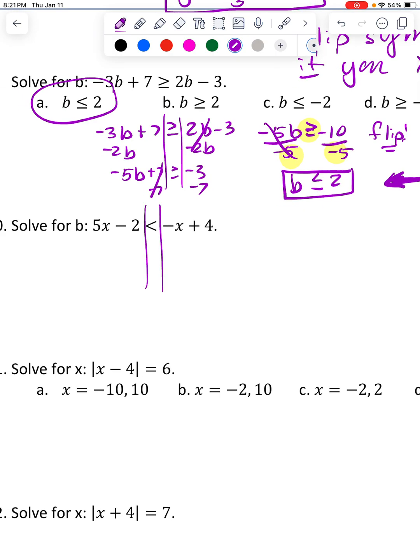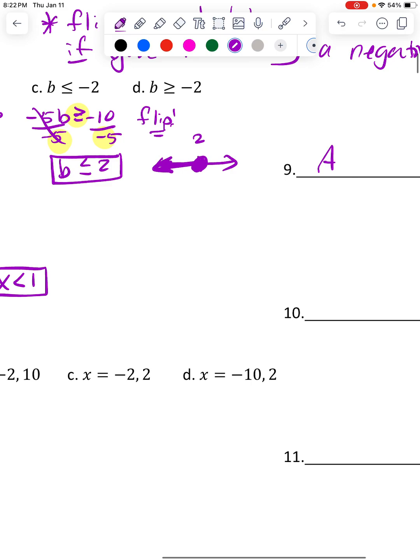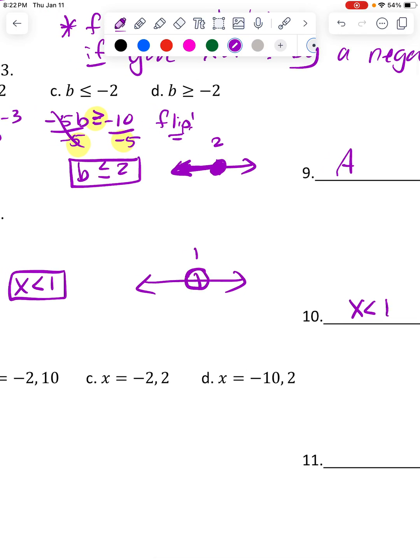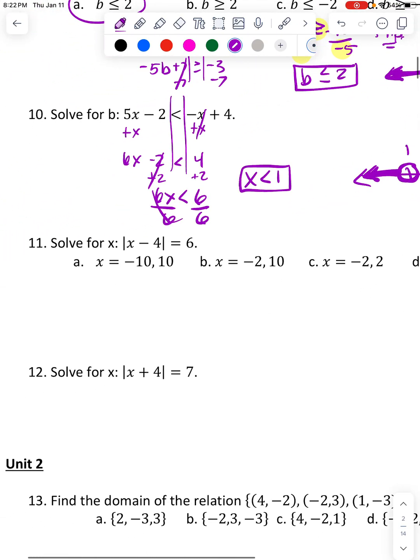All right, we'll kind of think about it the same way here. I'm going to move the x over by addition. I have 6x minus 2 less than 4. I add my 2. I have 6x less than 6, and I divide by 6. Now here I don't have to do any flipping because I am not dividing by a negative. So I get that x is less than 1. If I had to graph this, remember this one, I'd say, okay, here I am at 1, but because it's less than, not equal to, I'm going to keep that open and then head off to the left for less than. Okay, now these are tricky.